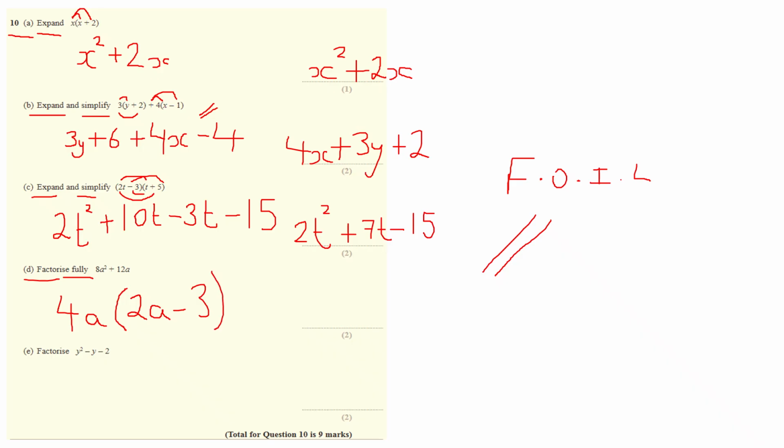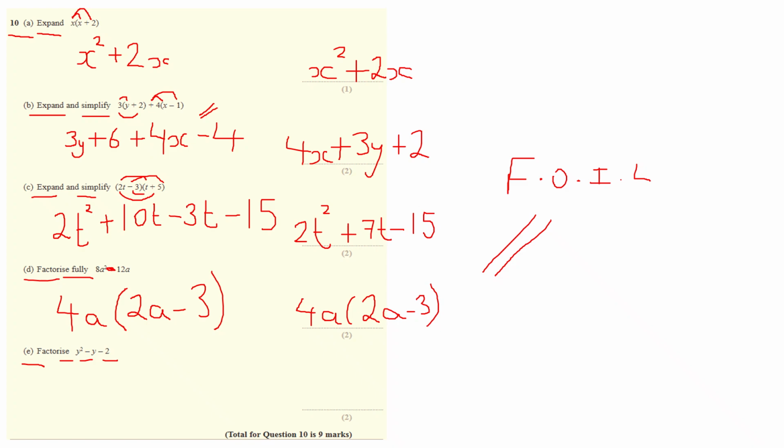Again, sorry guys if I got the signs wrong. To me, it looks like a minus. Okay, so it's 4a lots of 2a minus 3. Sorry guys for pausing here, I'm trying to check the sign. I apologize. And then finally, guys, we have to factorize part E, y squared minus y minus 2.